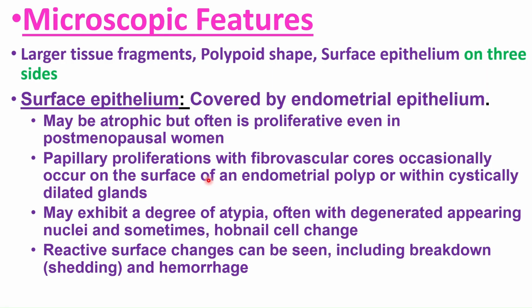Now papillary proliferations with fibromuscular core occasionally occur on the surface of an endometrial polyp or within cystically dilated glands. It may exhibit a degree of atypia, often with degenerated appearing nuclei and sometimes hobnail cell change. And reactive surface changes can be seen, including ulceration or breakdown and hemorrhage.